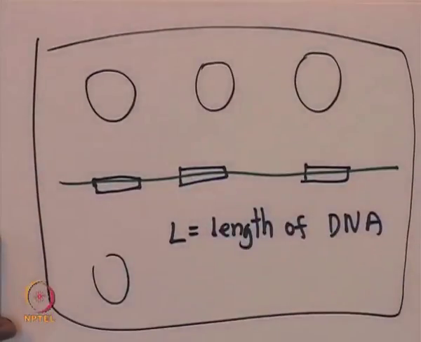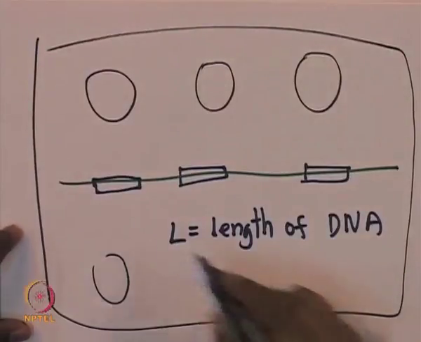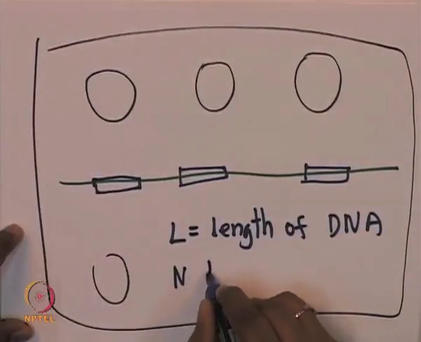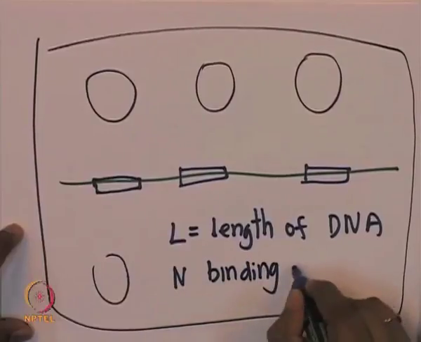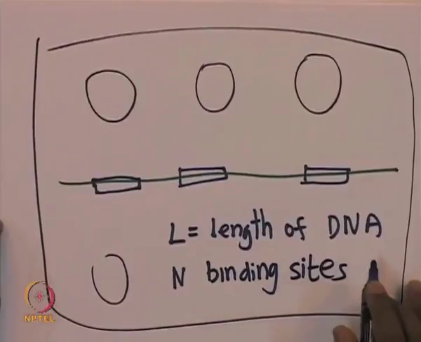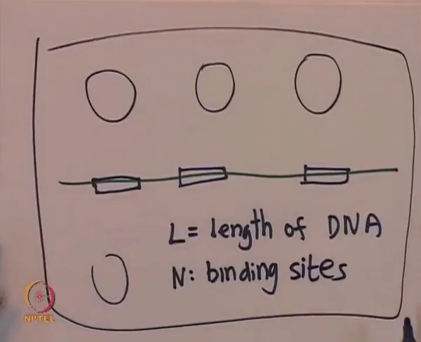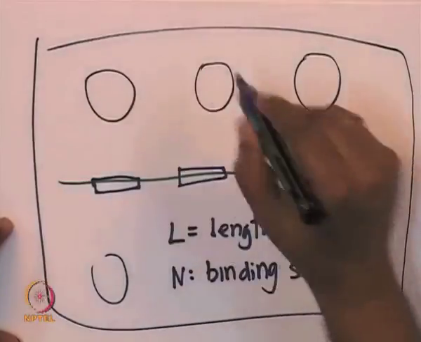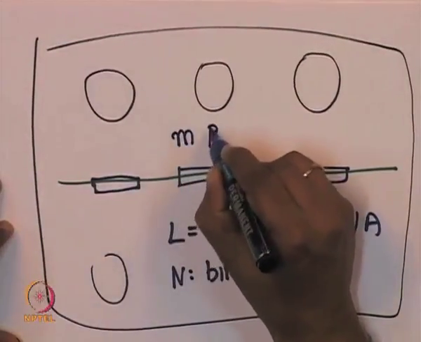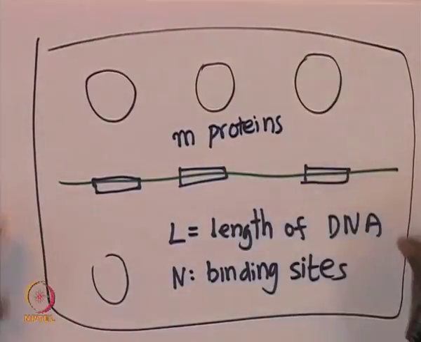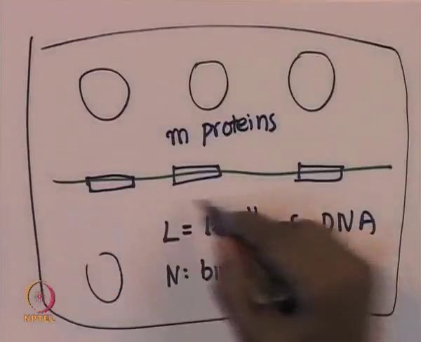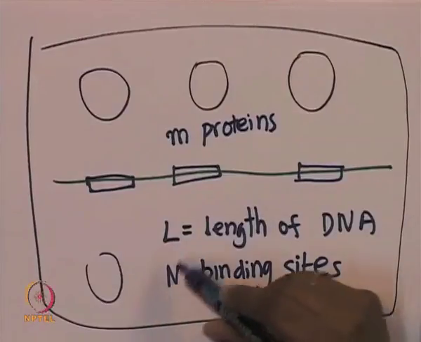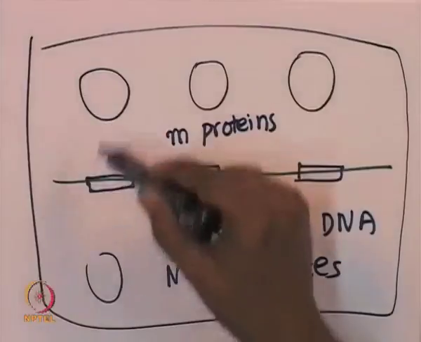So, you have a DNA of length L, and let us say there are n binding sites. These proteins bind to some specific sites, and there are n of them, so here n is equal to 3. Then you have, let us say, m proteins. Here I have 4; these circles I draw are proteins. So, let us say m proteins in the solution. This is what somebody doing an experiment would have: a DNA of length L, n binding sites, and m proteins in the solution.